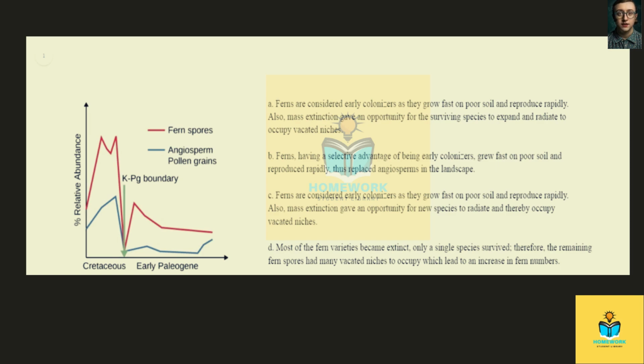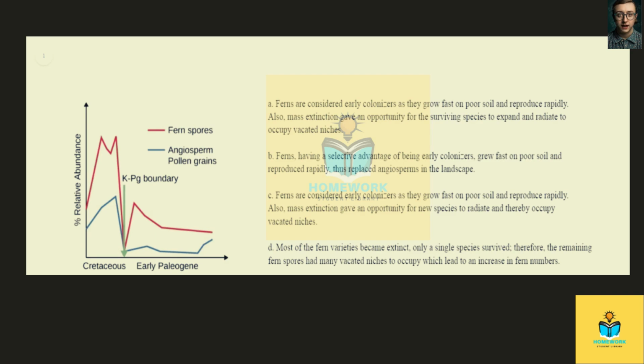Also says mass extinction gives the opportunity for the surviving species to expand and radiate to occupy vacated niches. This is also true in that after a mass extinction, you're going to have many niches that no longer have predators or really anything, and so specific species can have this opportunity in order to take up those niches that they might not have been able to gain traction in previously. So A is looking like a pretty good option.